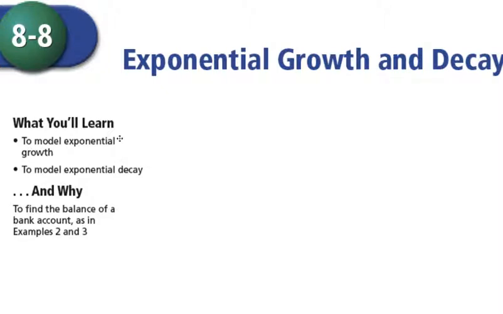The difference between growth and decay is that your growth factor is going to be greater than 1, and your decay factor is going to be less than 1. So you'll be adding your percentage of growth rate to 1 on the exponential growth, and you will be subtracting your percentage of decay from 1. All right, let's get started.